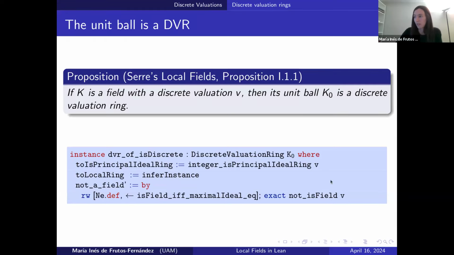This is the proof of this theorem, this proposition. Really the only part that is a bit more involved to prove is the first part, the part that the unit ball is a principal ideal ring. But this follows essentially from this discussion about the uniformizer generating the maximal ideal. And then the other two properties are very easy to prove. This one is inferred by Lean immediately, and this one is just a couple of tactics.